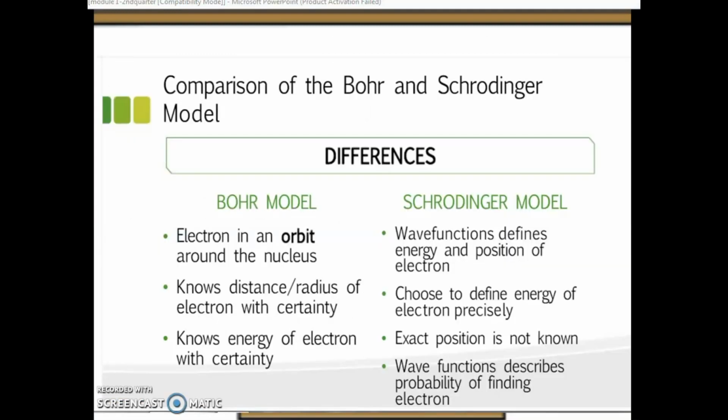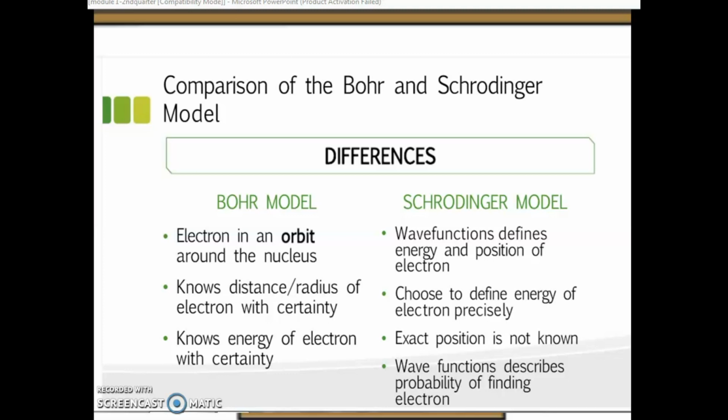Now let's have the comparison of the Bohr and Schrödinger models. In the Bohr model, the electron is in an orbit around the nucleus. It knows the distance, the radius of the electron, with certainty, and knows the energy of the electron with certainty. In the Schrödinger model, the wave function defines the energy and position of the electron. It is used to define the energy of the electron precisely. The exact position is not known, and the wave function describes the probability of finding the electron. Bohr's atomic model can only describe the atomic spectrum of an atom having only one electron, like that of hydrogen.